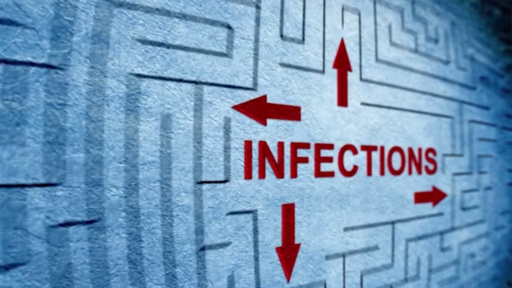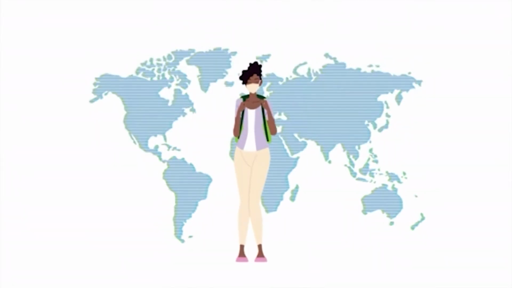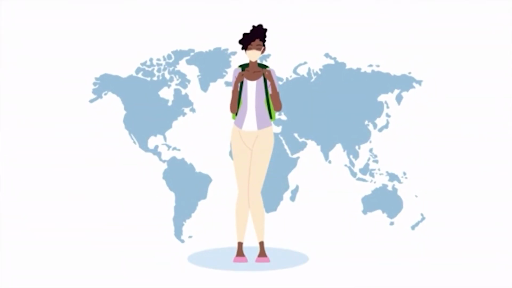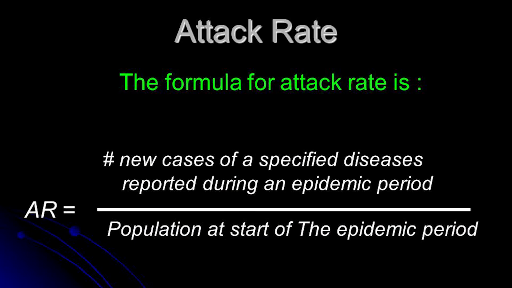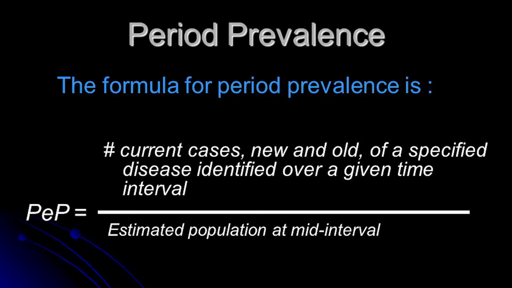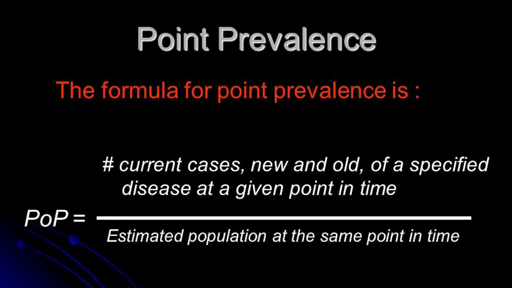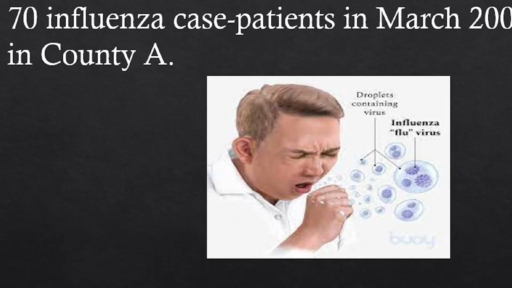Thus, an attack rate is the proportion of the population that develops illness during an outbreak. For example, 20 out of 130 persons develop diarrhea after attending a picnic. An alternative and more accurate phrase for attack rate is incidence proportion. A prevalence rate is the proportion of the population that has a health condition at a point in time. For example, 70 influenza cases in March 2005 reported in country A.